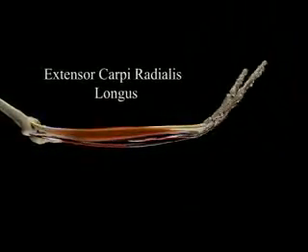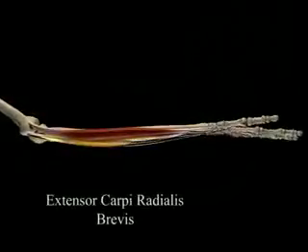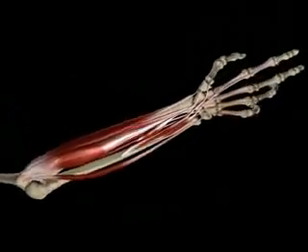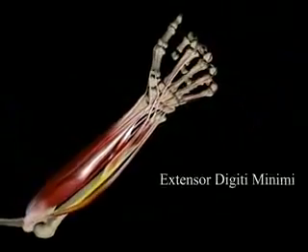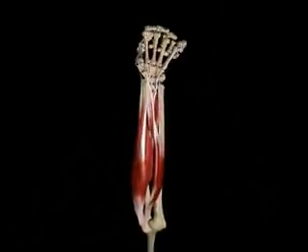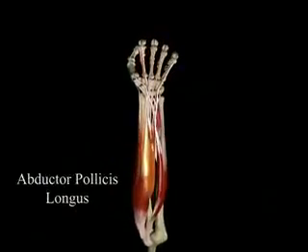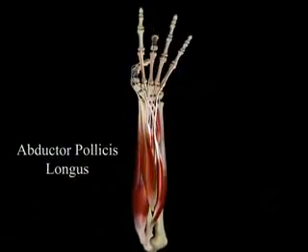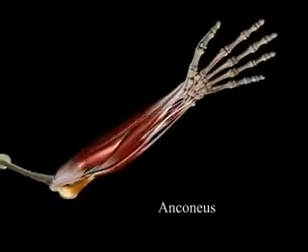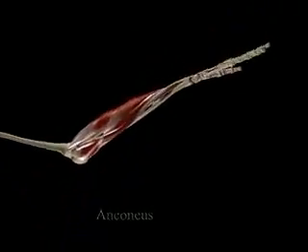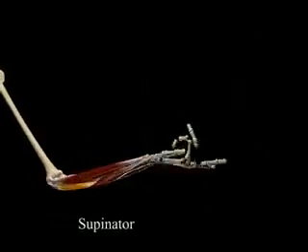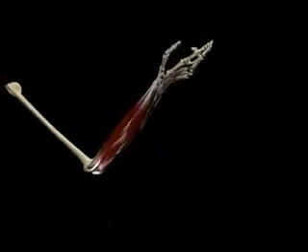Extensor carpi radialis longus helps to extend and abduct the hand at the wrist joint, as does the extensor carpi radialis brevis. The extensor digiti minimi extends the 5th digit at the metacarpophalangeal and interphalangeal joints. The abductor pollicis longus abducts the thumb and extends it at the carpometacarpal joint. The anconeus assists the triceps in extending the elbow joint, as well as abducting the ulna during pronation of the forearm. Finally, the supinator supinates the forearm, i.e. rotates the radius to turn the palm anteriorly.